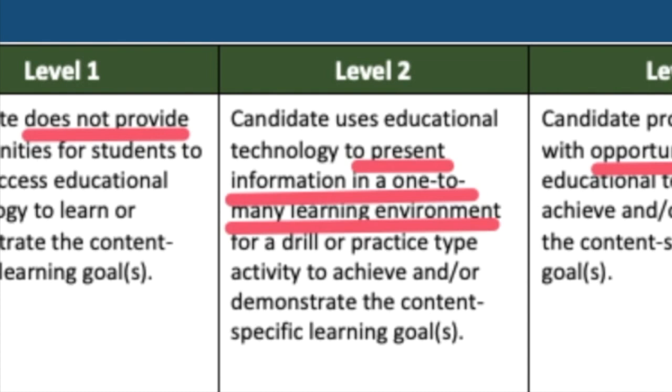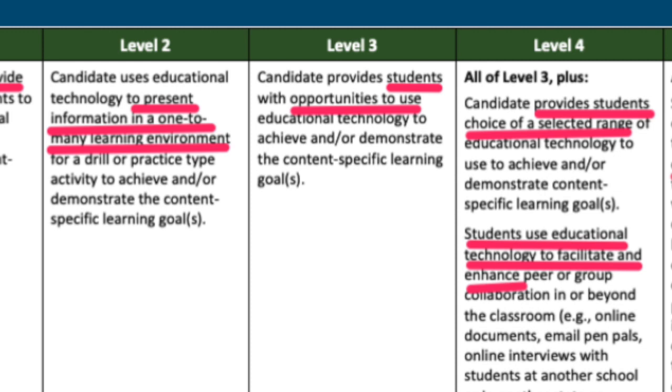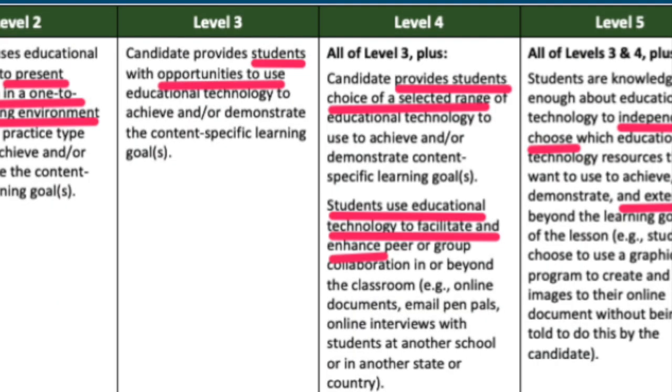At level 2, the candidate is using technology to present information to students in a one-to-many learning environment where there is one device for many students. At level 3, the candidate provides students with opportunities to use technology to achieve or demonstrate the learning goals. So at level 3, the technology is in the student's hands. And at level 4, the candidate provides students a choice of technology tools to use to achieve or demonstrate the learning goals. Further, students use tech to facilitate and enhance peer or group collaboration.